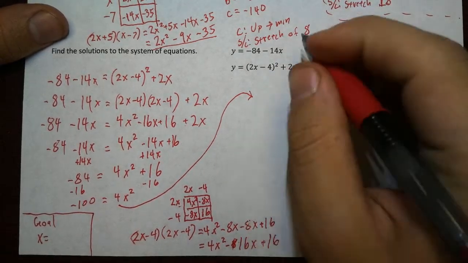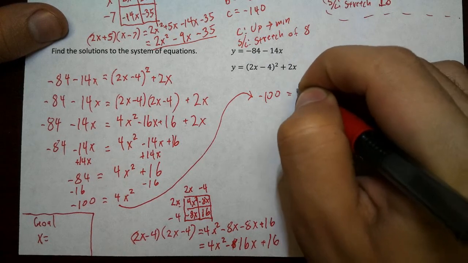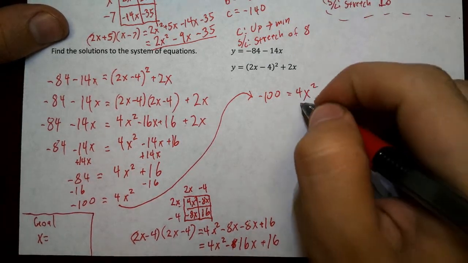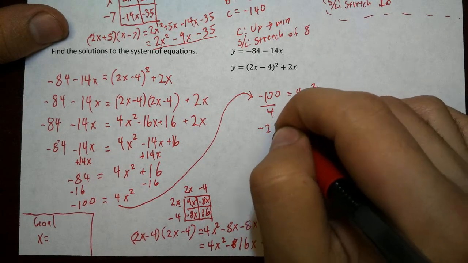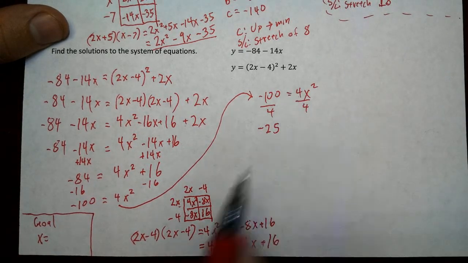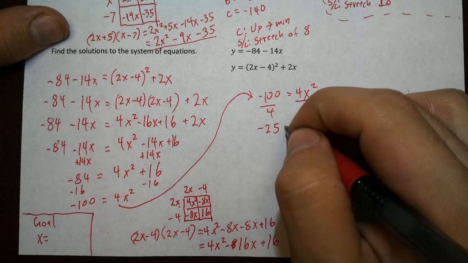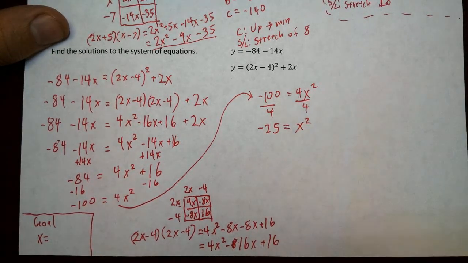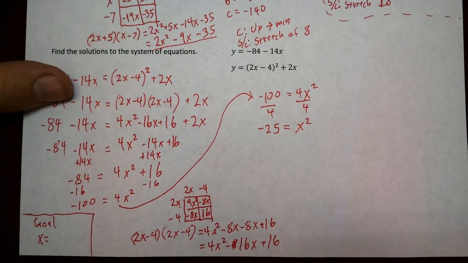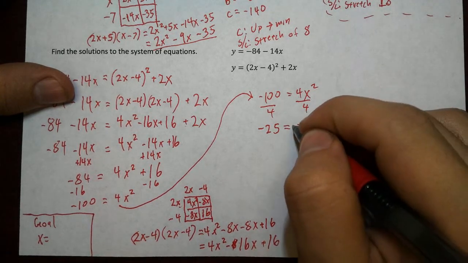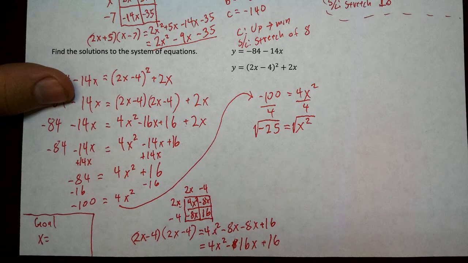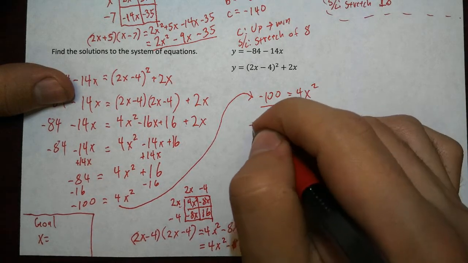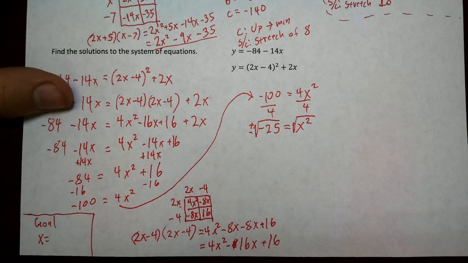So let's go ahead. Negative 100 equals 4x squared, divided by 4 on both sides. It's negative 25. Remember, I divided by 4 because I have that 4 that's multiplying x. Negative 25 equals x squared. Well, look at that. We have an x squared alone, cornered, ready to be undone by taking the square root. We take the square root to get rid of that square. Don't forget that plus or minus on the negative 25.